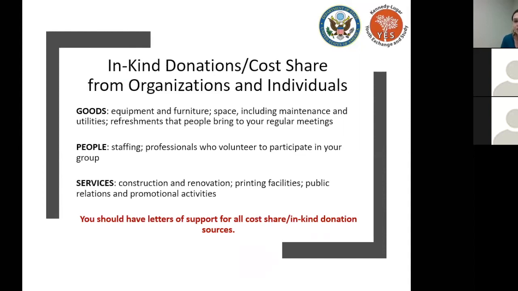It can also include services such as construction and renovation, or giving you a place to print the things you need for your program, or other public relations and promotional activities. When you do have someone who is willing to give you an in-kind donation or cost share for your project, you should have letters of support.